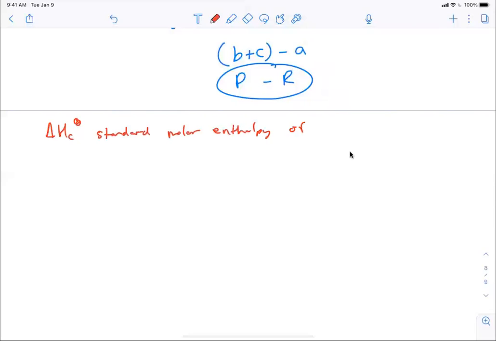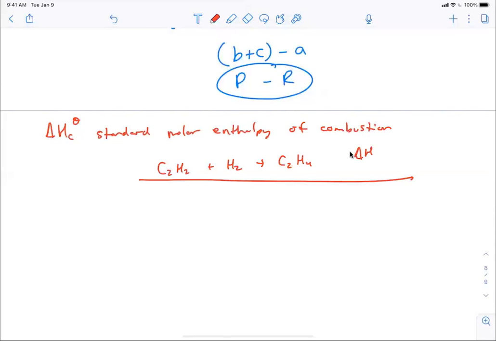Standard molar enthalpy of combustion. Okay. Unlike formation, what we're talking about is combusting something here. And so let's say we have a reaction like this, and we're trying to solve for this delta H using enthalpies of combustion.